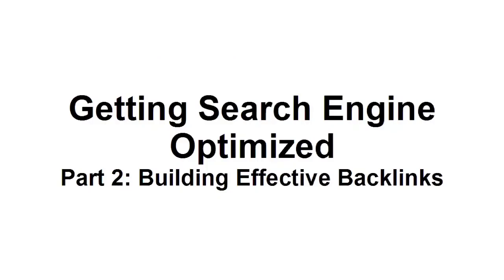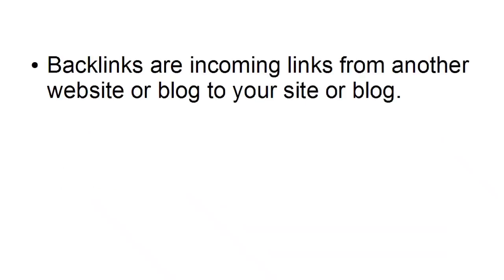In part one of this video, we talked about keywords and their role in search engine optimization. But there is a second aspect to getting good SEO ranking, and that is building effective backlinks. And we're going to talk about that in this video. Now, backlinks are incoming links from other websites or blogs to your site or blog.